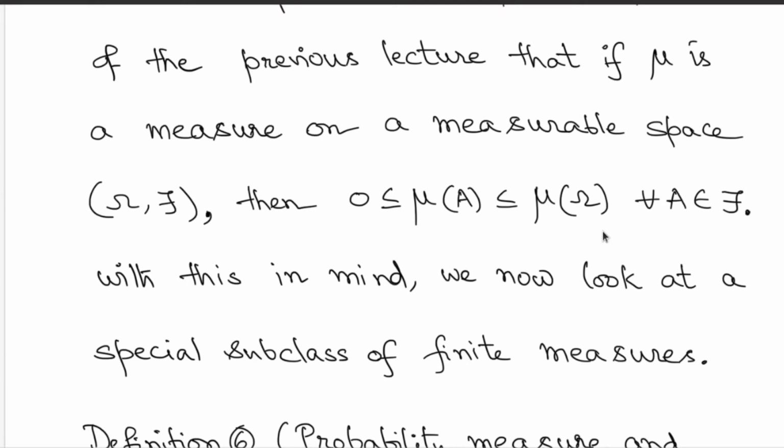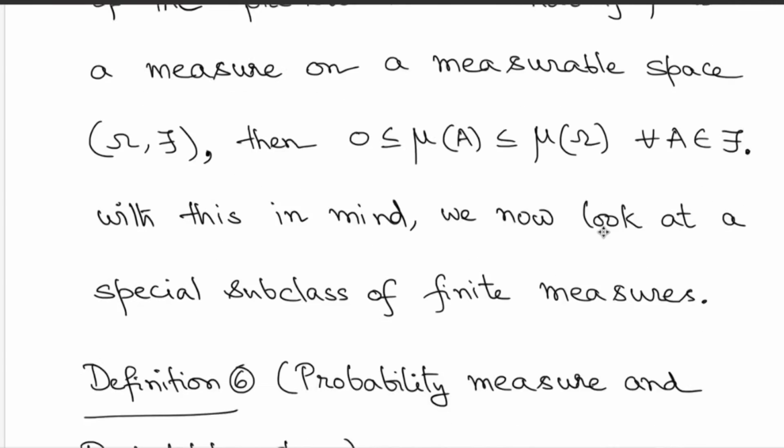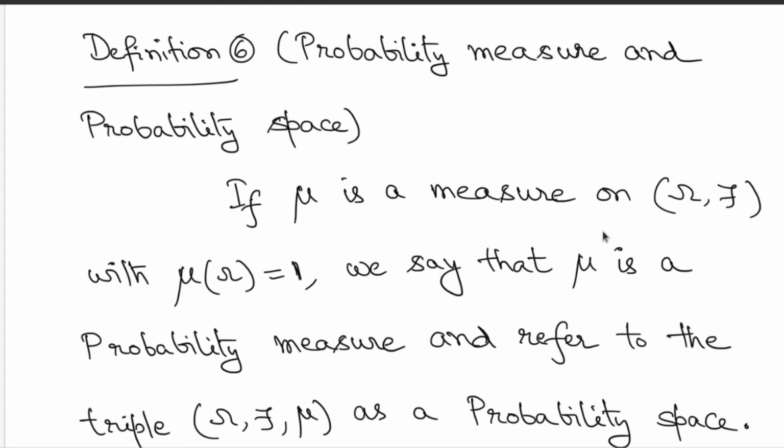Okay, and with this in mind, we are now going to look at the special subclass of finite measures. Just to recall, we had looked at two specific subclasses of measures. One was the case when mu of omega, the size of omega, was infinite, we called it an infinite measure, and the other where mu of omega was finite, and we called it a finite measure. So we are now going to look at this special subclass of finite measures, and this allows us to make the next definition.